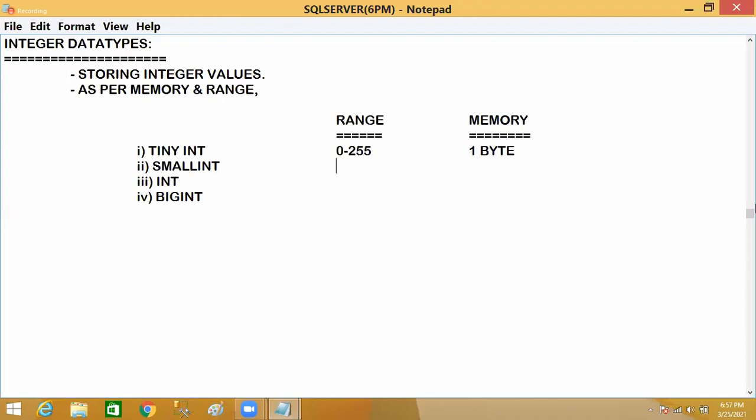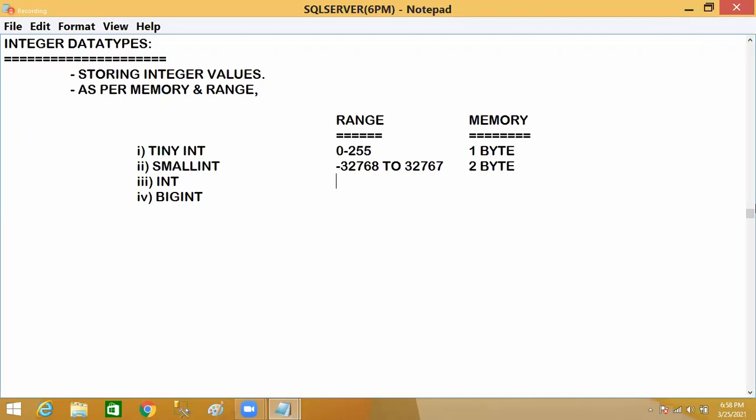Next, small int: the range is minus 32,768 to plus 32,767. So we can store both positive and negative values, and this occupies 2 bytes of memory.